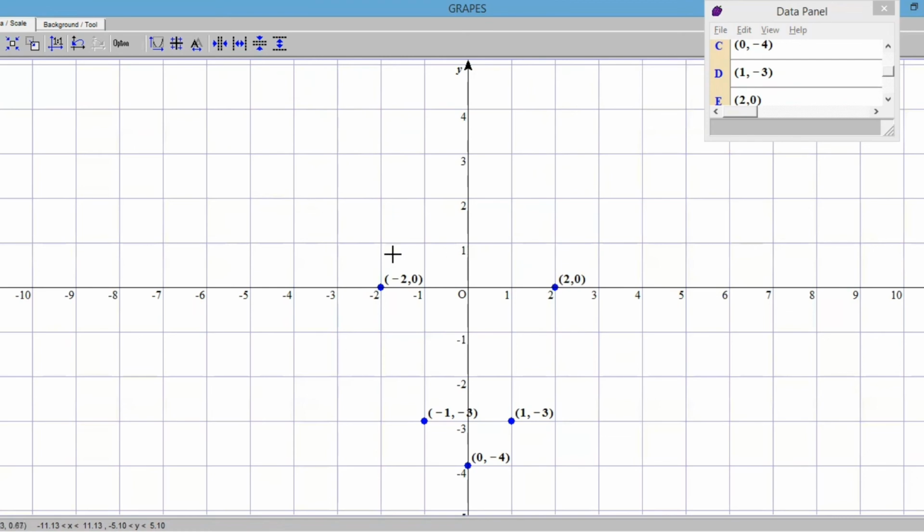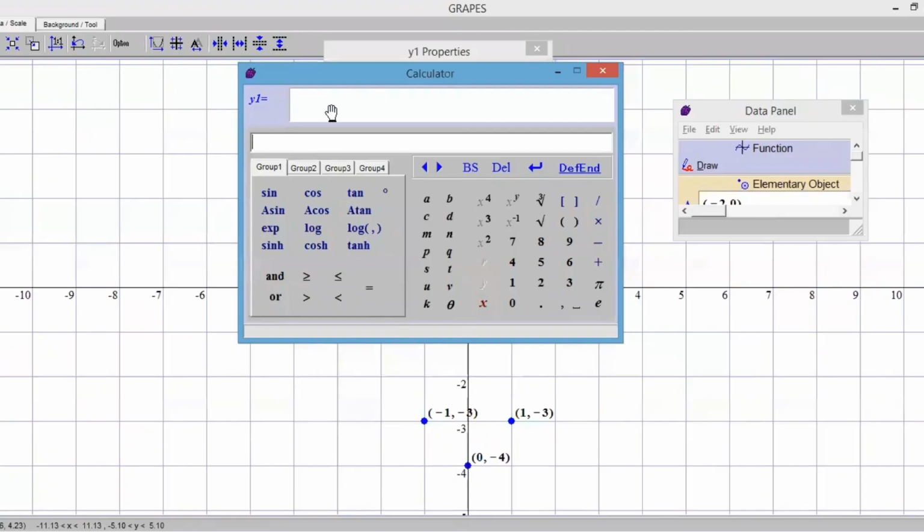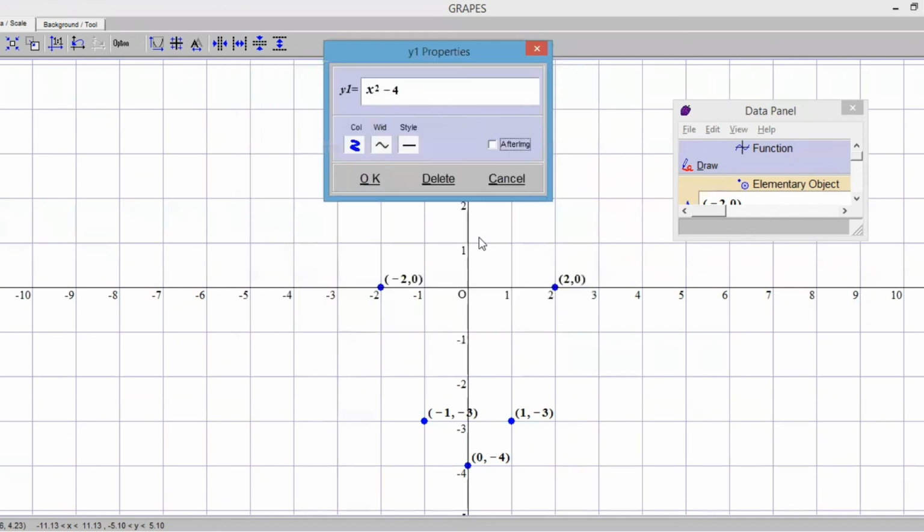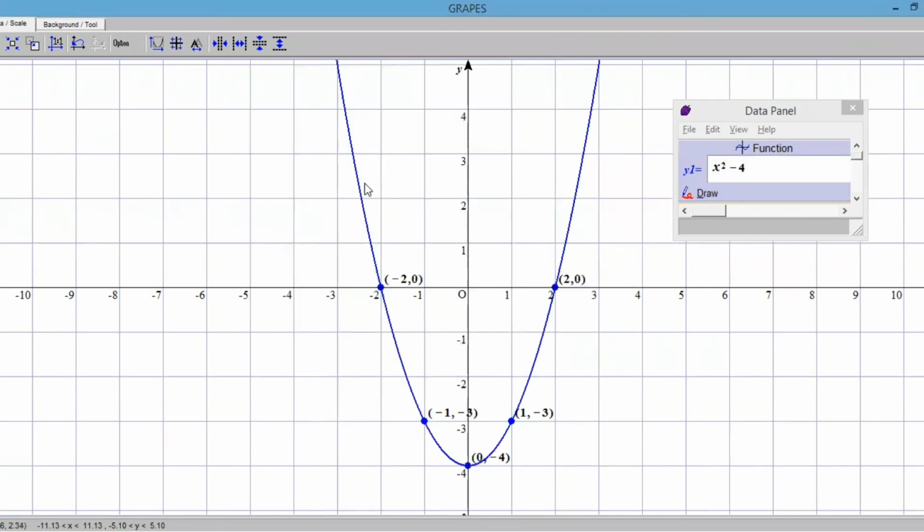So after that, we have to connect these points. But by using this software, we just simply input the function and we can see whether our parabola opens upward or opens downward. Okay? So by putting the function here, g of x is equal to x squared minus 4, then enter. Okay, so that is our graph. It opens upward. And if you can see, all the points we assigned were passed through by our graph.